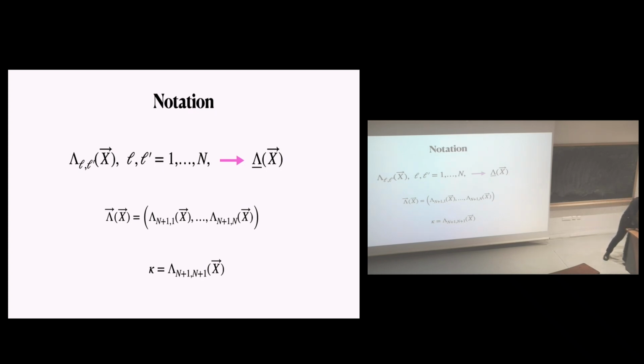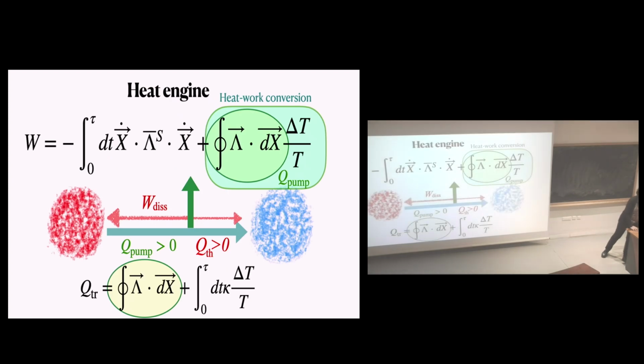Okay, so let's see, given this notation, how do the work and the heat look like? So this is the total expression of the work, in which I'm defining it in a way that it is positive if you get something out. Otherwise, if you get dissipation, it is negative. And you have here the dissipative part. So this is the one I mentioned in the previous lecture.